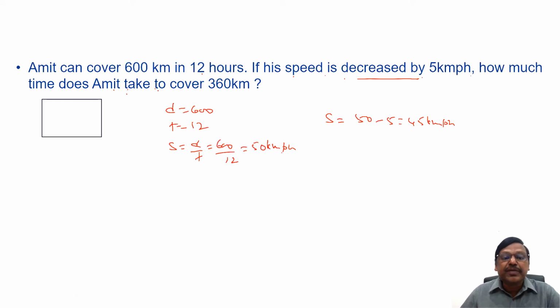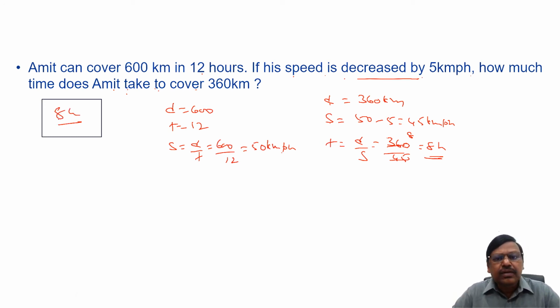How much time does Amit take to cover a distance of how much? 360 kilometers. You know the distance, you know the speed. Time is distance by speed. So 360 by 45, 45 eights are 8 hours. So our answer is 8 hours. Right? Let's take up one more question.